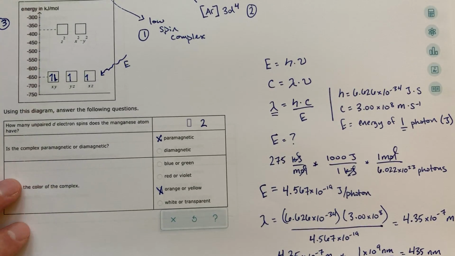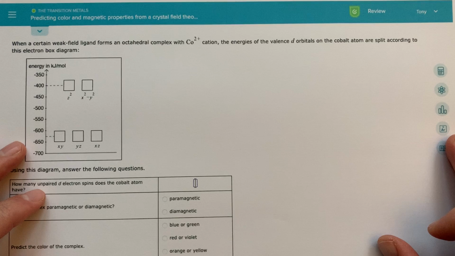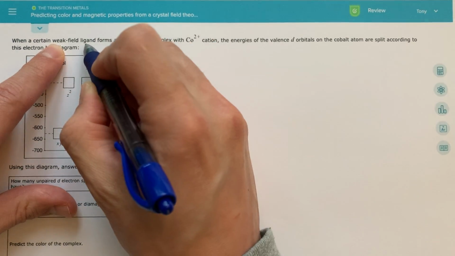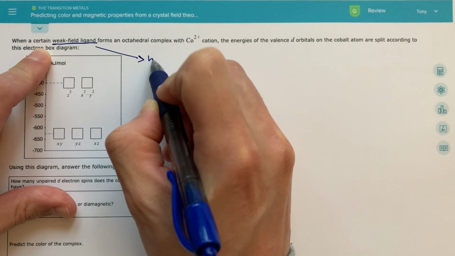Okay, let's do one more. I'm going to, again, like I said, run through this second one a little bit more quickly, skip a few steps, but hopefully that first part will be clear so you can follow along. So here we're told it's a weak field ligand. If it says weak field ligand, then I'm going to say high spin.